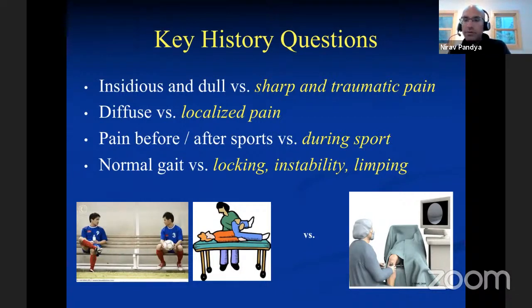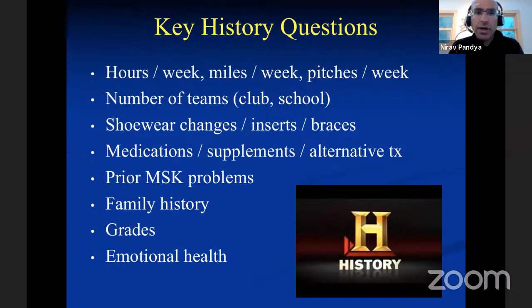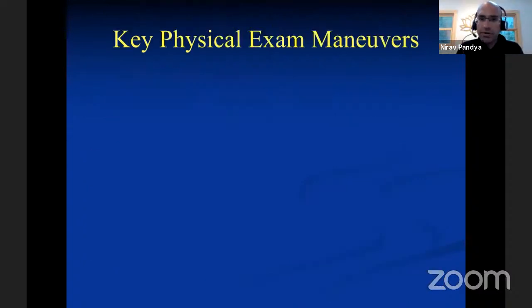We don't need to get advanced imaging for an overuse injury. Let's basically give it more time, versus an acute injury where you may need to work it up more thoroughly. Other questions I like to ask are how many hours per week they're playing sports, if they're runners how many miles per week they're running, how many pitches per week they're throwing, so you get a sense of their volume. Also the number of different teams they're playing for. A lot of kids may be doing 6 to 7 hours a week of organized sports with one team, but maybe playing for their school and for multiple clubs. I think it's important to get a sense of what shoes they wear, if they made any changes, what inserts or braces they're wearing, medications, supplements, any history of prior problems, family history, grades, and emotional health. These are all important things to consider in your history.